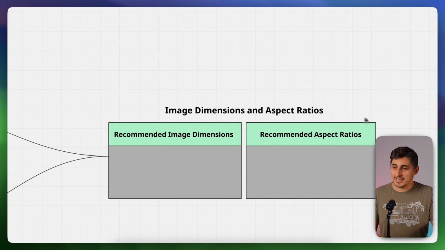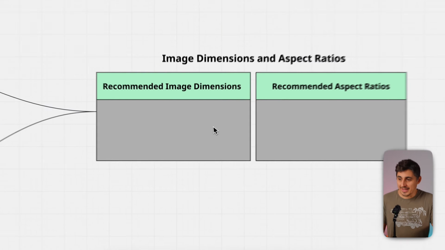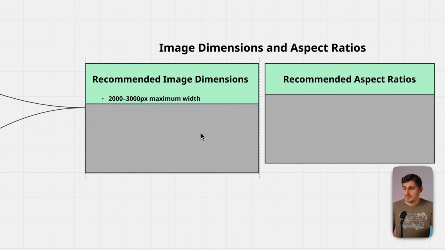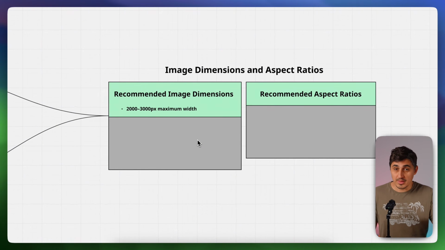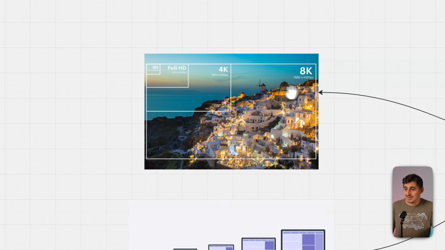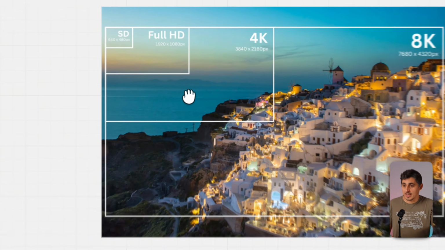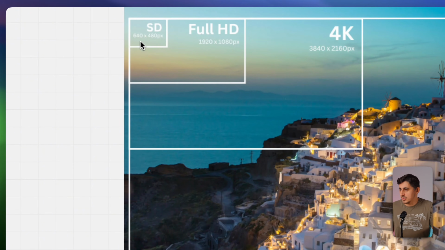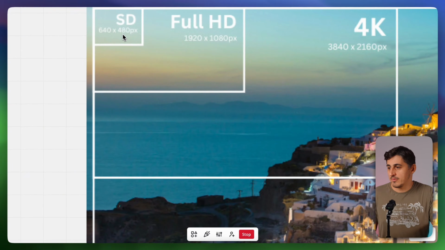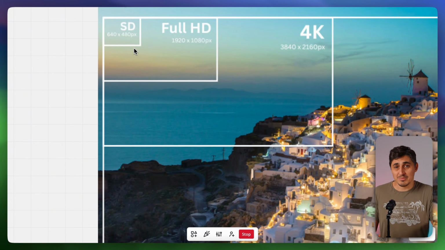Okay, now when it comes to image dimensions and aspect ratios, my advice would be that you should never upload images that are larger than 2000 to 3000 pixels, and 3000 pixels is actually overkill. A lot of screens don't need that much, and I'm going to show you now that most of the screens out there fall into one of these categories. Firstly, the SD, which stands for standard definition. That is 640 by 480 pixels. These are older devices, maybe smaller devices, older phones, and so on.